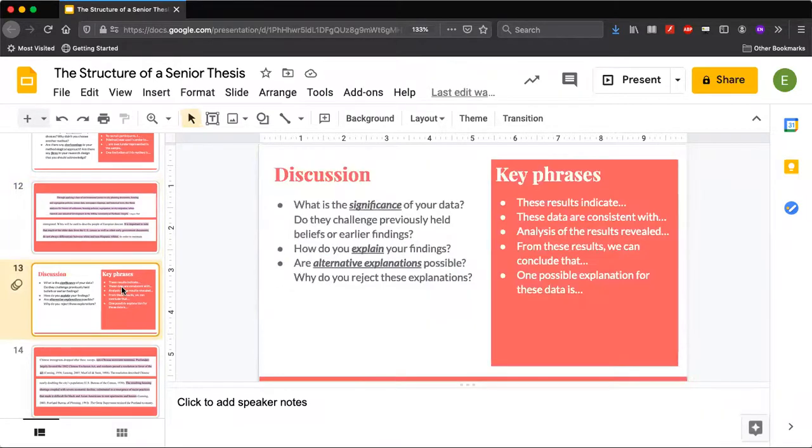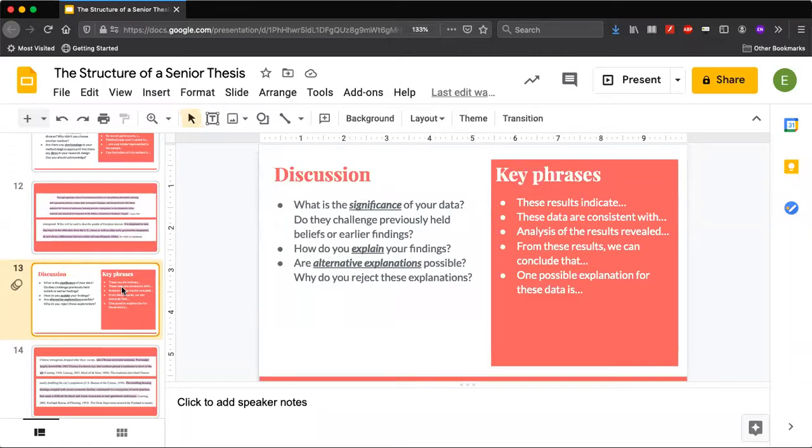Okay, so the discussion section, where you're going to be actually discussing your results. What is the significance of your data? Do they challenge previously held beliefs or earlier findings? Maybe they contradict some common assumptions in the field. How do you explain your findings? Are alternative explanations possible? And why do you reject these alternative explanations?